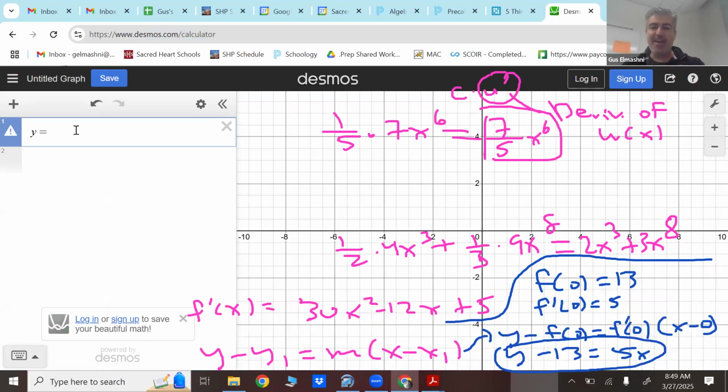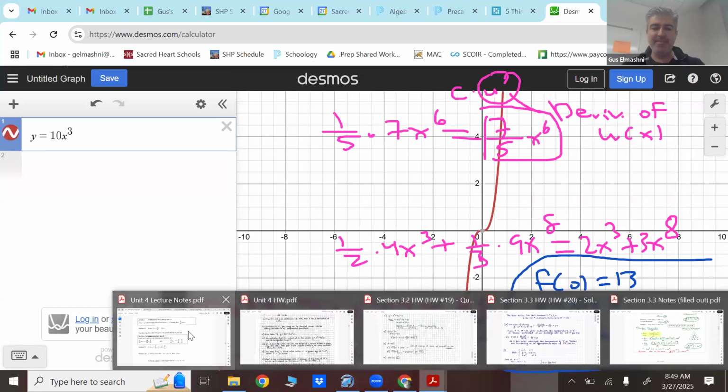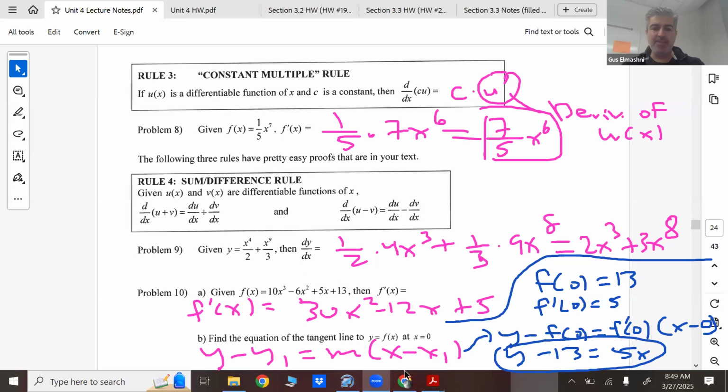All right. So anyway, 10x raised to the 3rd power minus 6x squared.